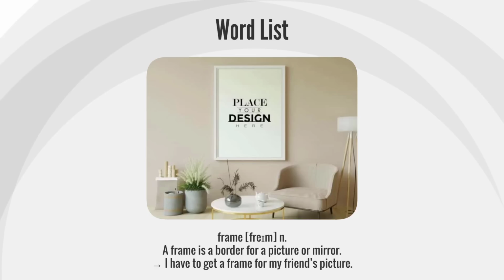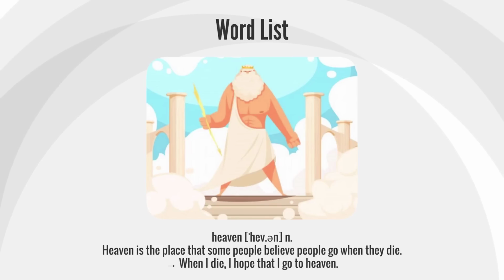Frame. A frame is a border for a picture or mirror. I have to get a frame for my friend's picture. Heaven. Heaven is the place that some people believe people go when they die. When I die, I hope that I go to heaven.